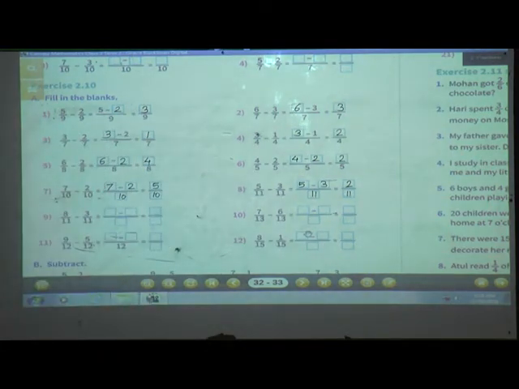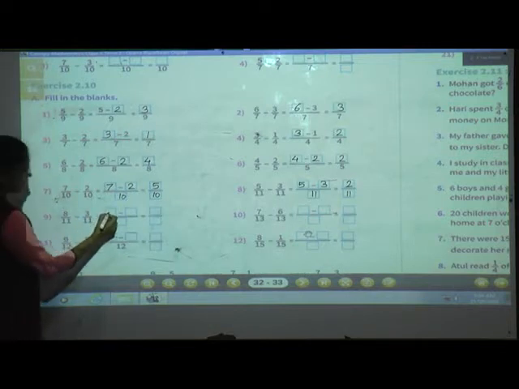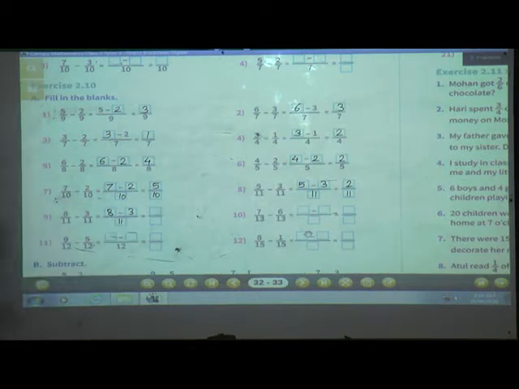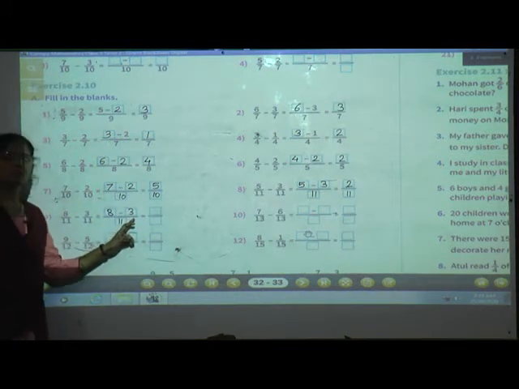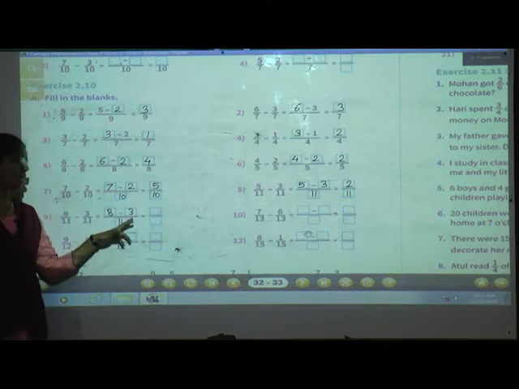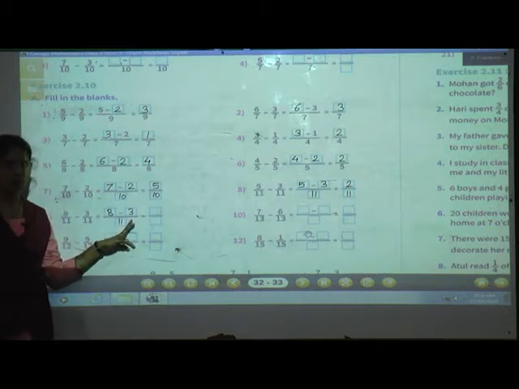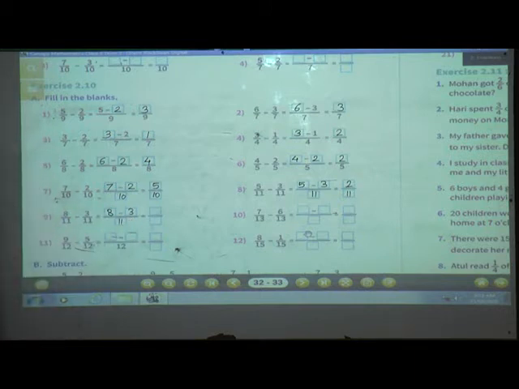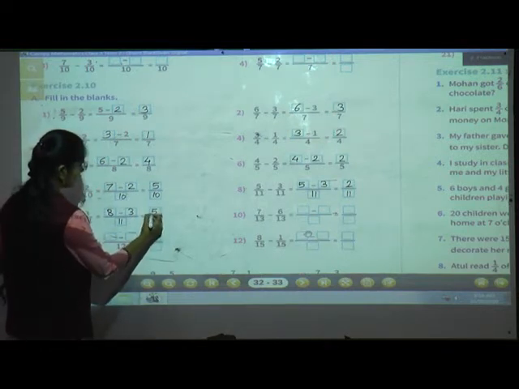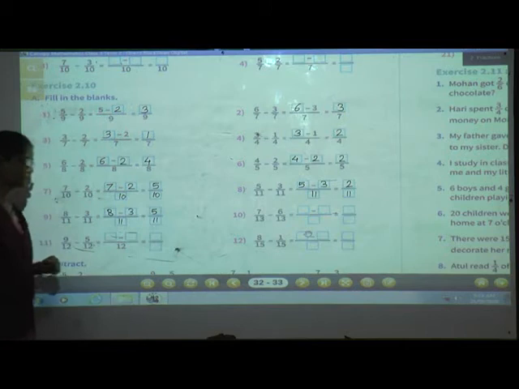Next, 8 by 11 minus 3 by 11. Again 8 minus 3 by 11. Now from 8 close your 3 fingers. First of all show your 8 fingers to me. From that close your 3 fingers. How many fingers are remaining? Yes, 8 minus 3 is equal to 5. So the answer is 5 by 11.